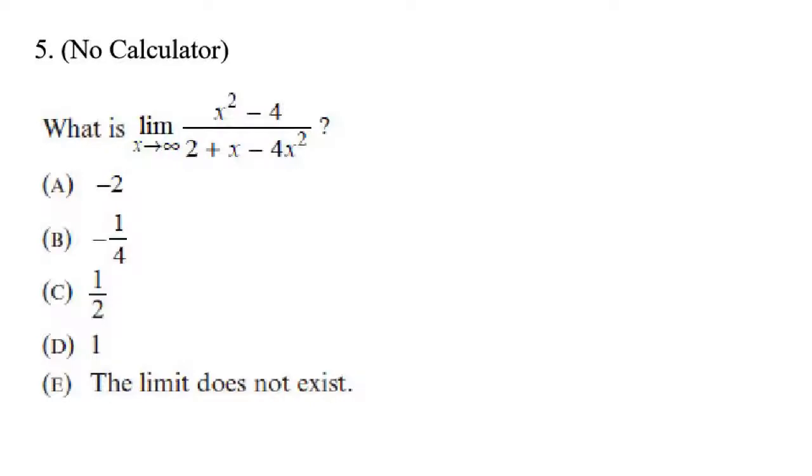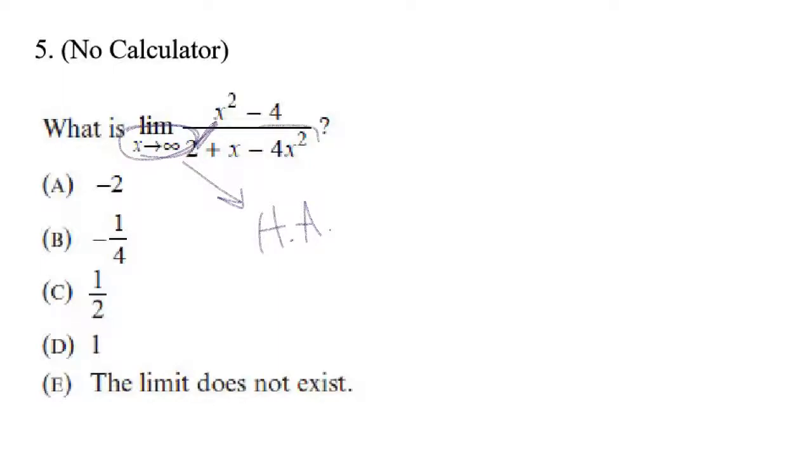Okay, so number 5, this is back to horizontal asymptote. That's what this is asking. This is the same thing as a horizontal asymptote. And here, a lot of times students look at just the first two.